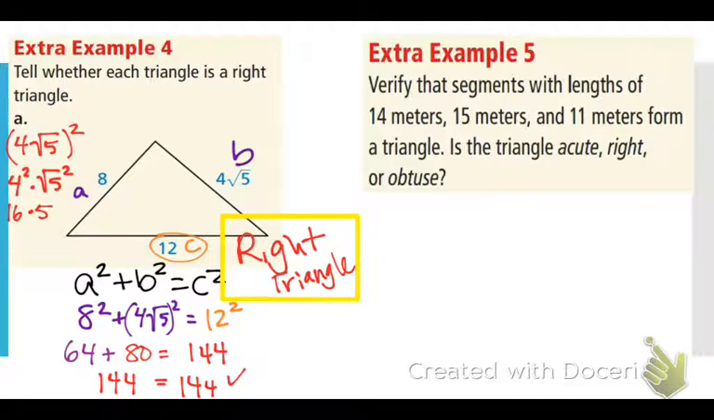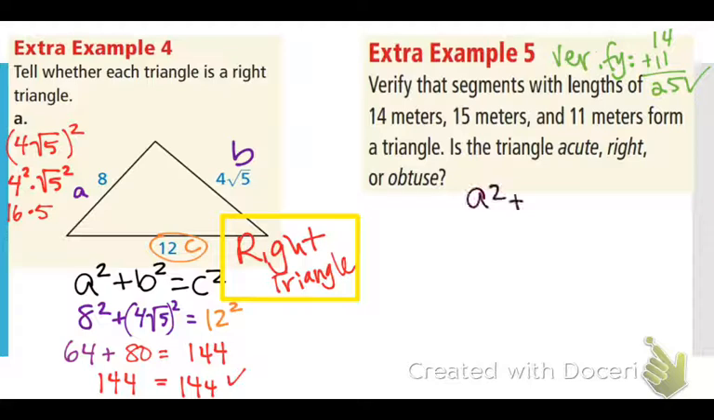It says verify the segments with lengths of 14 meters, 15 meters, and 11 meters form a triangle. Is the triangle acute, right, or obtuse? So first to verify, we're going to take the two smaller sides, which would be 14 and 11. 14 plus 11 is 25. Is that bigger than our largest side? Yes, so this is a triangle in general.